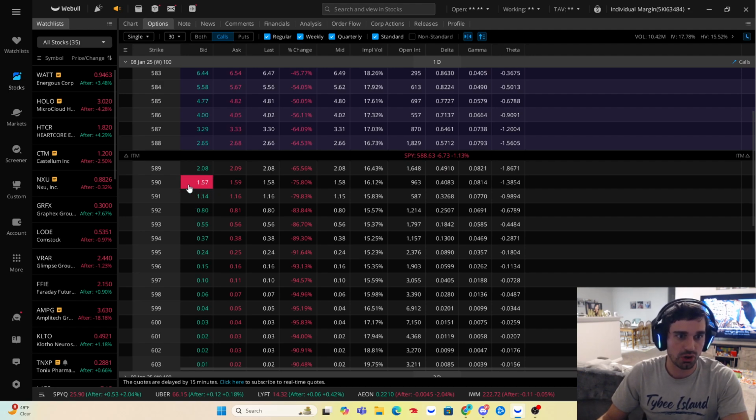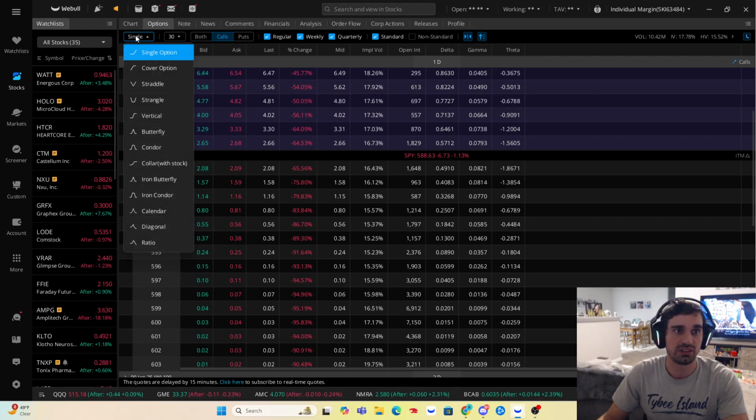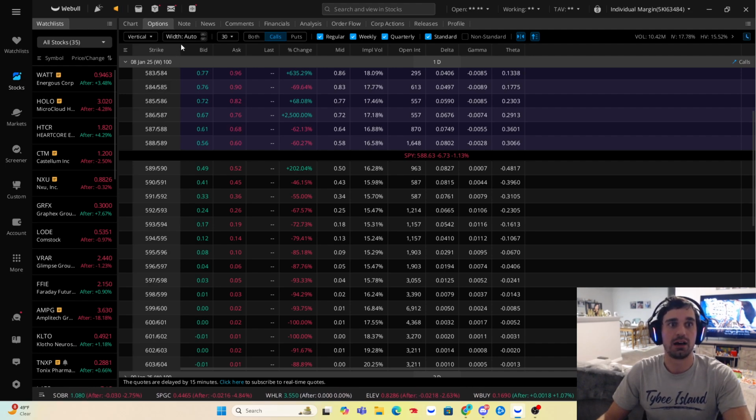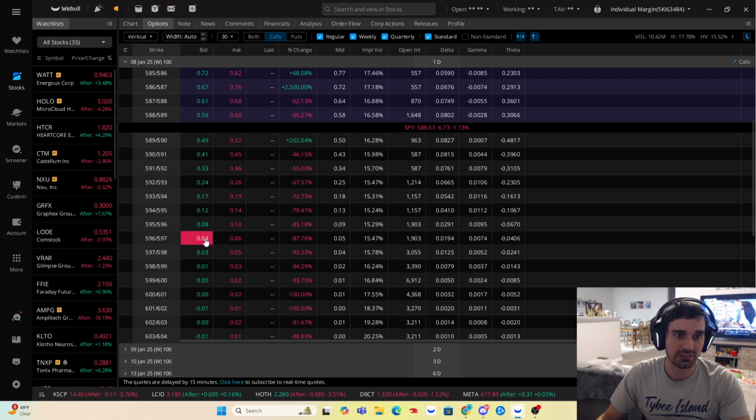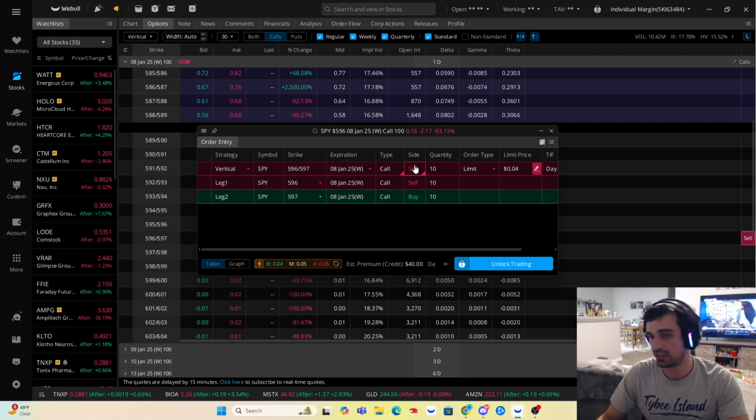So if I was going to go, I need to first off make sure this is on vertical. This is on single, so make sure you put this to vertical, as that's what we're going to be doing. I put the thing on auto, and then it's going to be calls because it was a downtrend. So I call it bear calls, and you can kind of see if I click on the bid, it'll automatically put me on the sell side, okay?